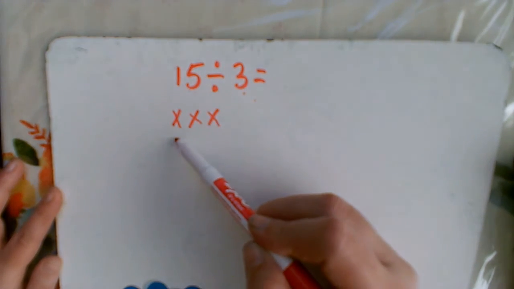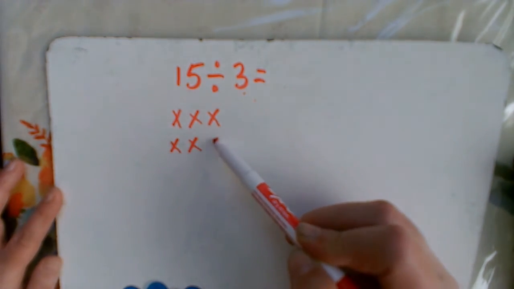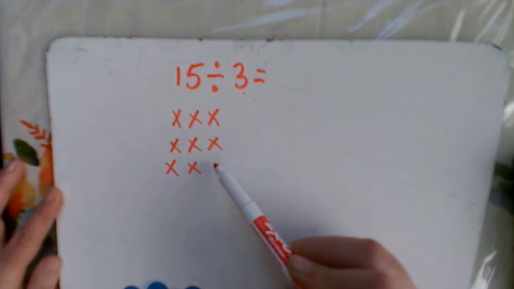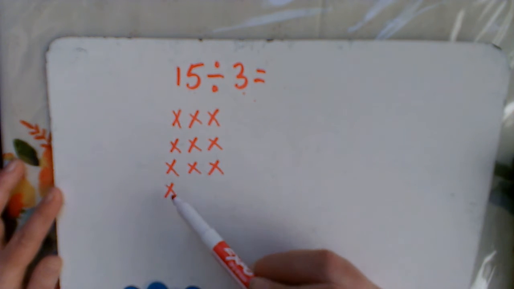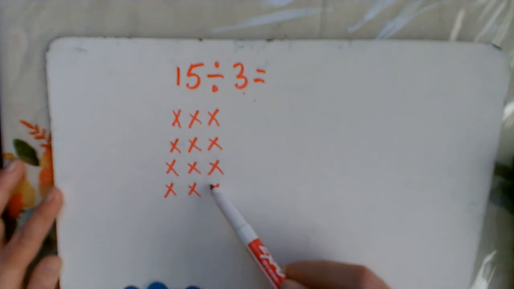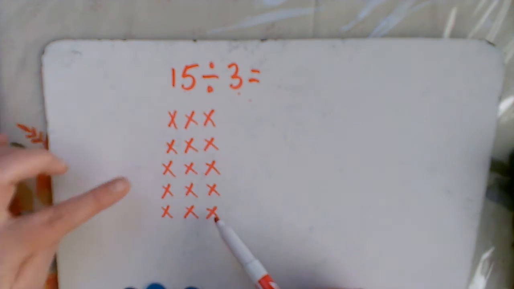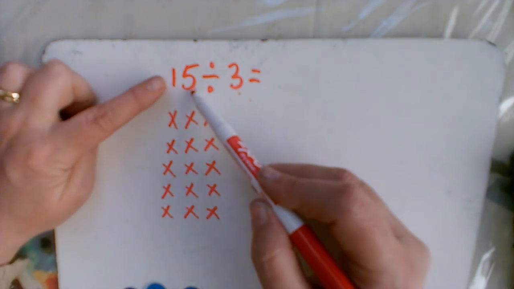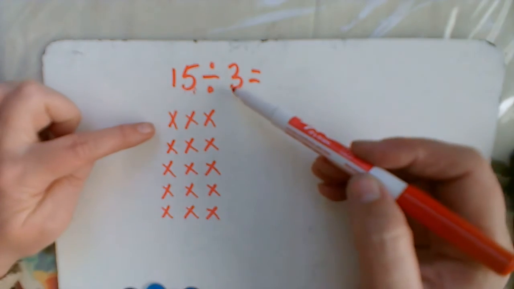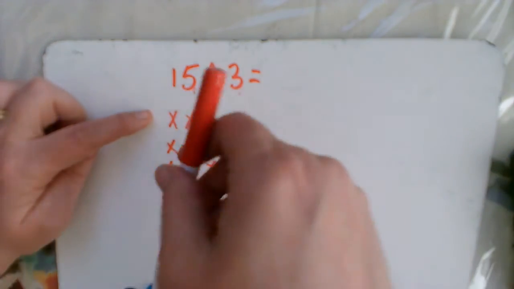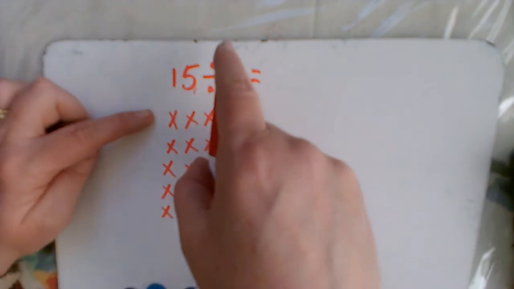So 3, 4, 5, 6, 7, 8, 9, 10, 11, 12, 13, 14, 15. I need to stop when I have my total. So I have 15, and I've made groups of 3. It also has made 3 columns.